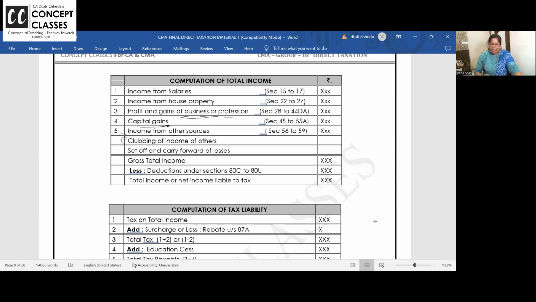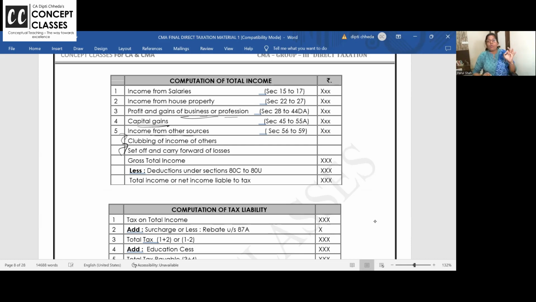And then clubbing. My son's income, my spouse's income, others' incomes are clubbed. You eat a club sandwich, right, one on top of another. So my own income, my spouse's income, my son's income, like this different incomes are clubbed in my hands.